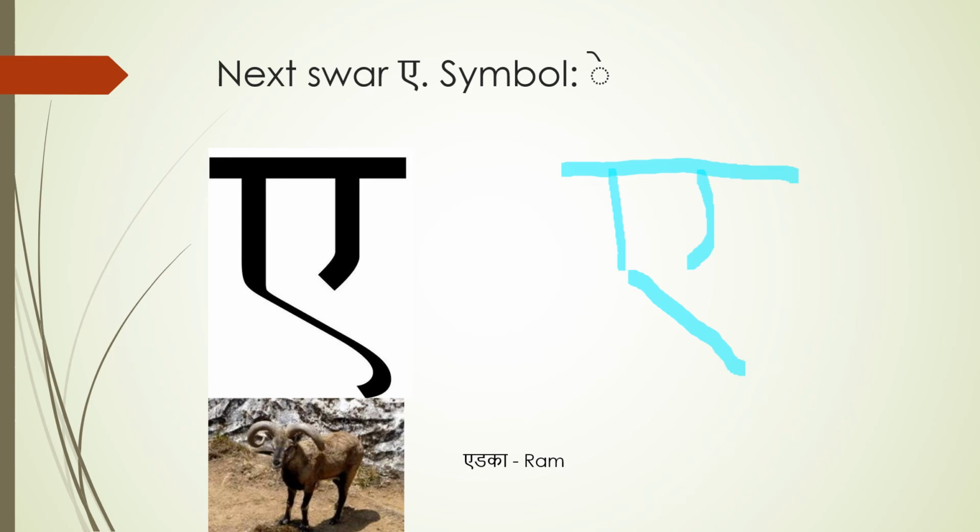Its symbol is rather simple. Let's see how that is written. You know how to write K by now. Then a top line on the K and then a slanting line going towards the margin. That makes it K. Example of A, Edka, which is a ram.